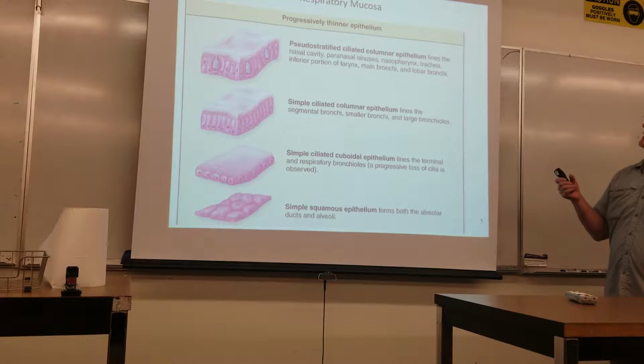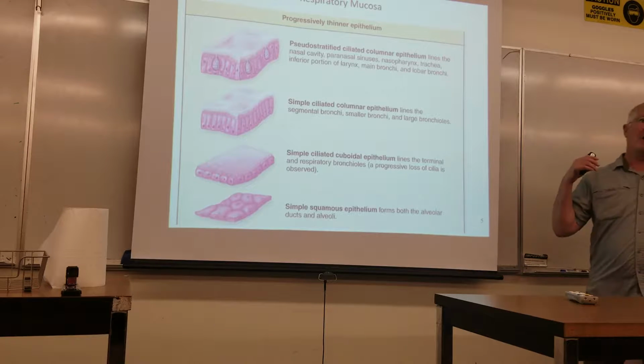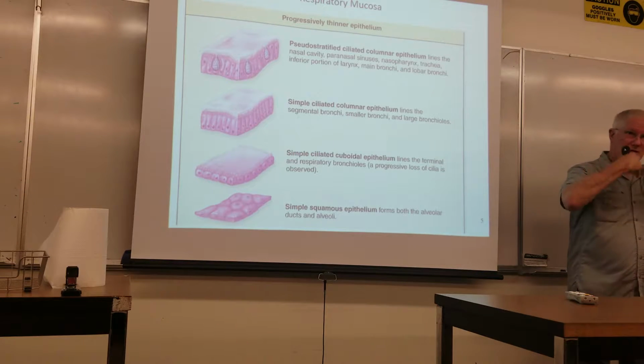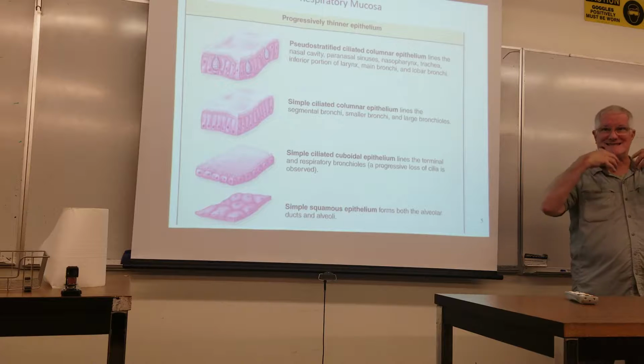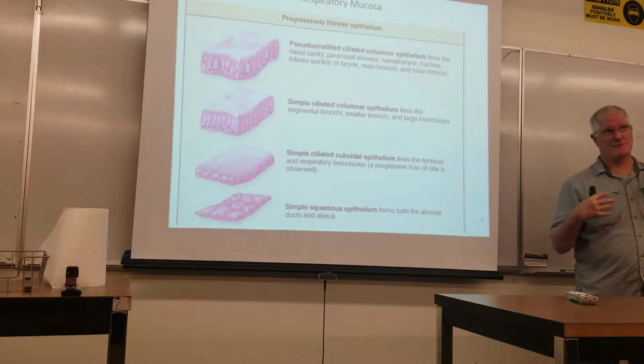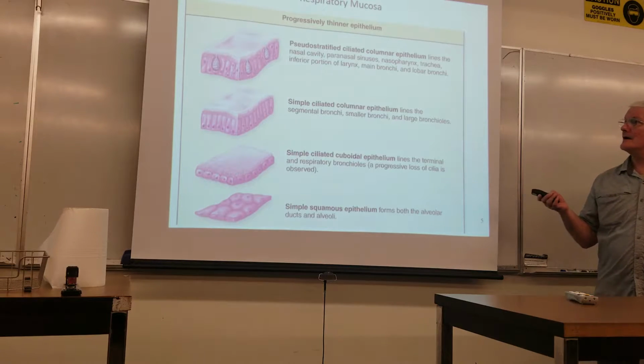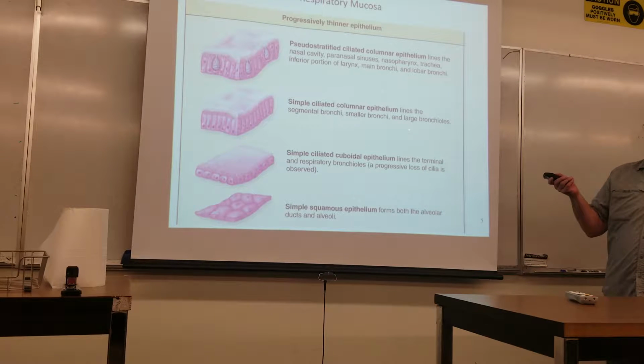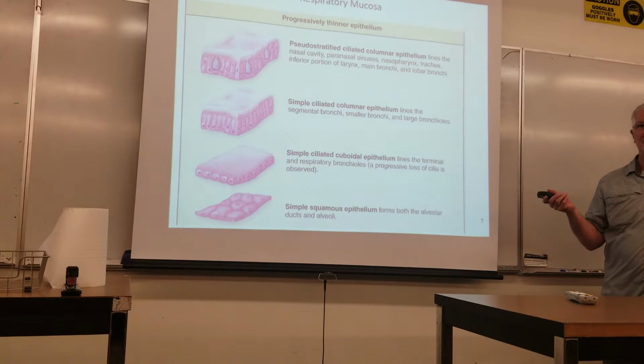So basically, from your nose to the lobes, it's all lined with pseudostratified ciliated columnar. Except one little part in the back of the mouth, which we'll address in a moment. Now, there are sections that are comprised of ciliated columnar and ciliated cuboidal.